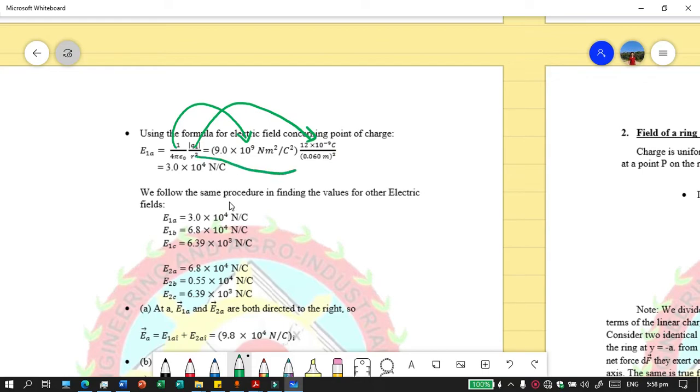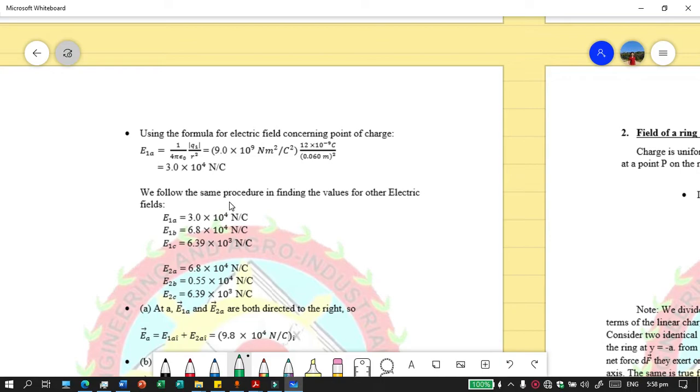Itong R naman natin, this is the separation distance between field point A and charge 1. So, by doing the calculation, ito yung magiging final answer natin. That is 3.0 times 10 to the power of 4 Newton per coulomb. Ibig sabihin, yung unit natin for electric field is Newton per coulomb. So, since we already know how to get E1A, madali na sa ating kunin yung E1B, E1C.